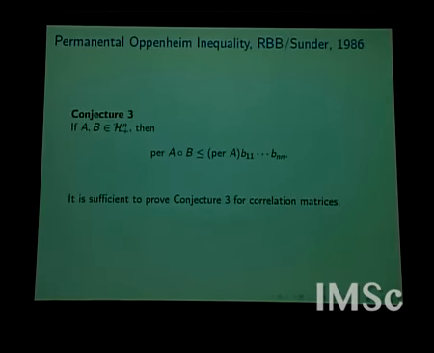Okay. So this is the conjecture that I was referring to in my title, that the permanental Oppenheim inequality is true, and it is sufficient to prove this for correlation matrices.